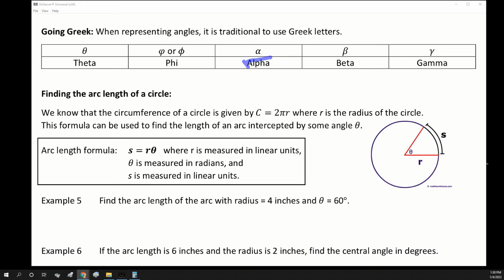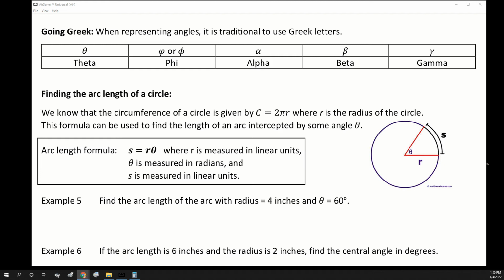Alpha is fine, beta is fine, gamma. Those are all Greek letters that can be variables. So don't panic if it's not theta. It's no big deal. All right, I'm saying it because it's definitely happened before.